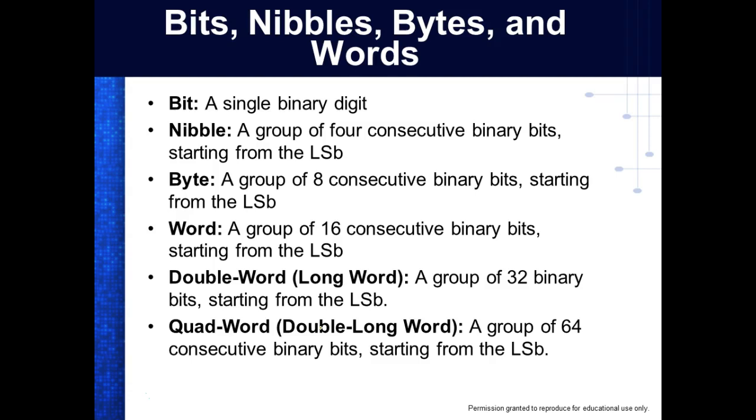That's 65,536 different combinations. We could represent a number up to 65,535. We could represent signed numbers from negative 32,768 to positive 32,767, one less positive. Then we get into what we call a double word. Some processors and some PLCs call this a long word. 32 bits, guys.